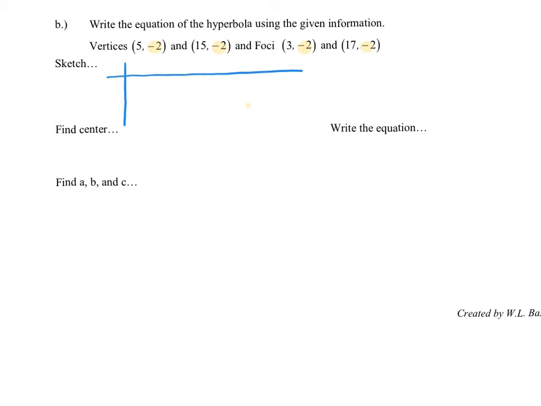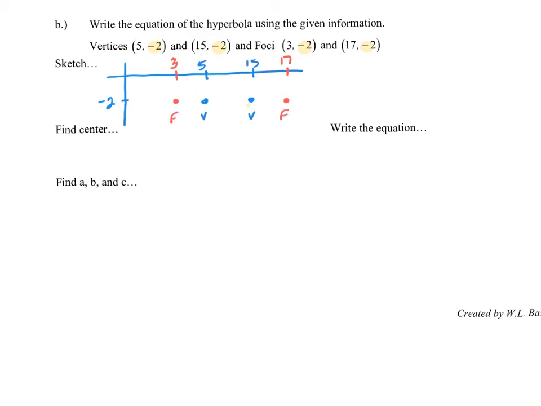Just give me an xy axis here. I'm going to grab the vertices first because those will be the closest together. I'm going to have a 5 and a 15. So I'm just going to eyeball it, just way over here. Remember, they don't have to be to scale. So I'm going to have my 5 and my 15, and I'm going to have a negative 2. I'm just trying to get them in the proper quadrants. So there's my 5 and my 15. I'm going to label those vertices. Then I'm also going to put the foci on there. Those are going to be at 3 and 17. Those are also at a negative 2. So those are my foci.